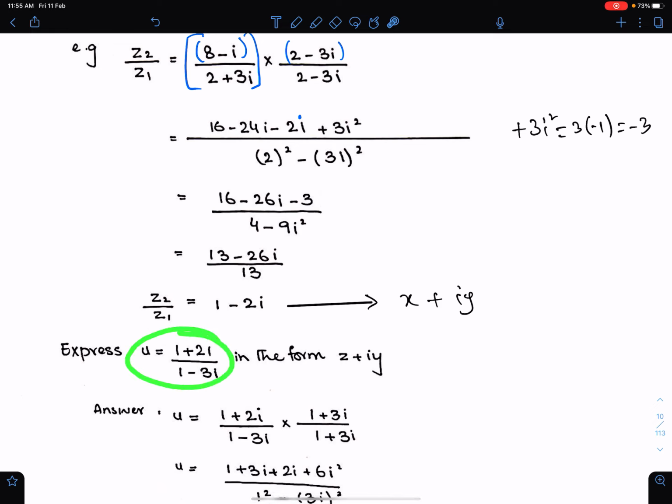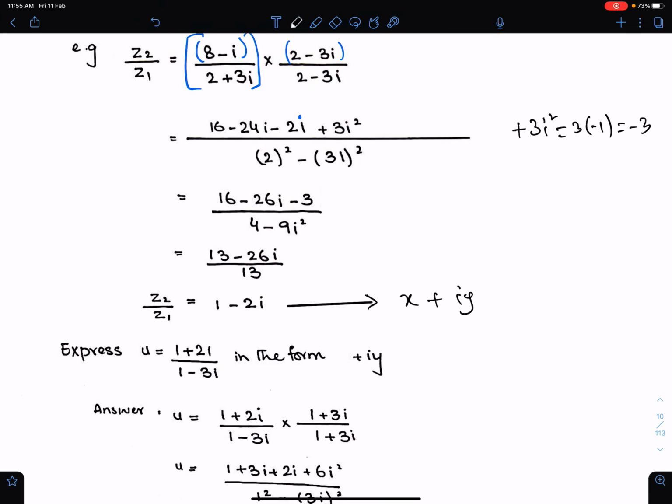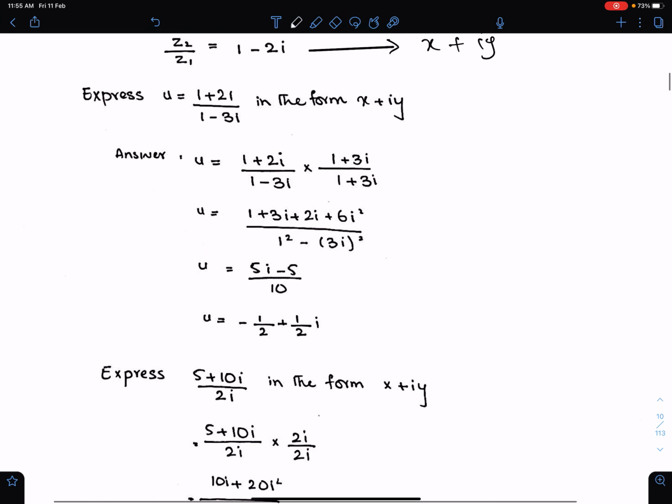Another example, express this into this form, and this form is x plus iy. Again we have to do a rationalization. We have to multiply and divide this whole fraction with 1 plus 3i and 1 plus 3i. Same denominator expression with opposite sign. Now just multiply these two and these two and you'll get this answer.